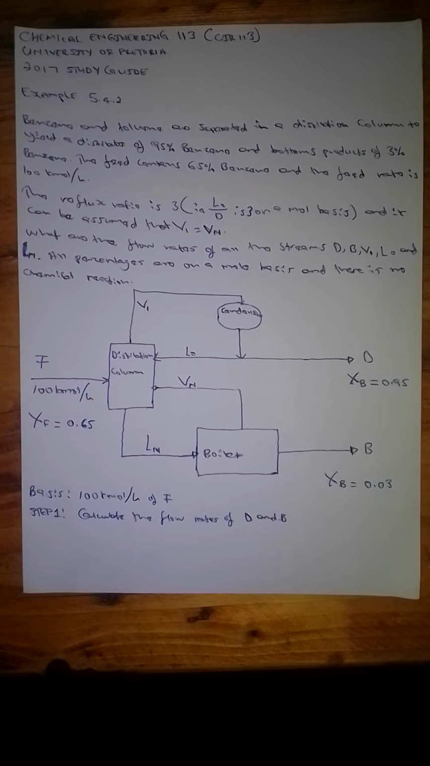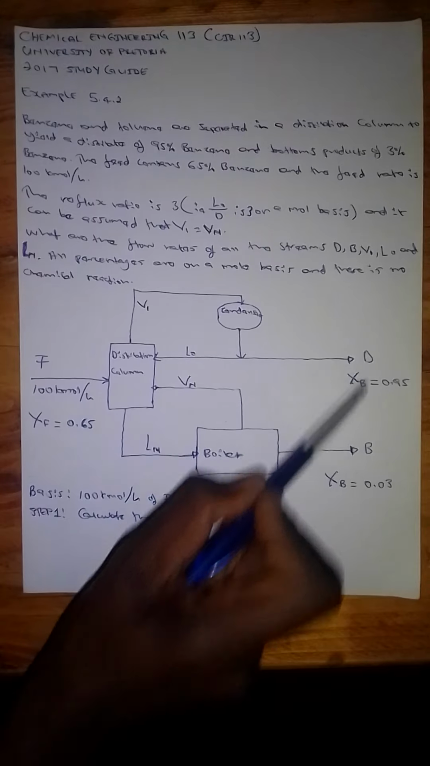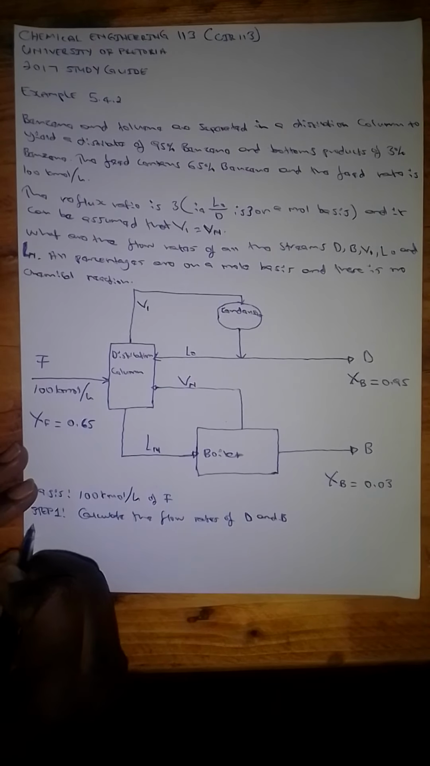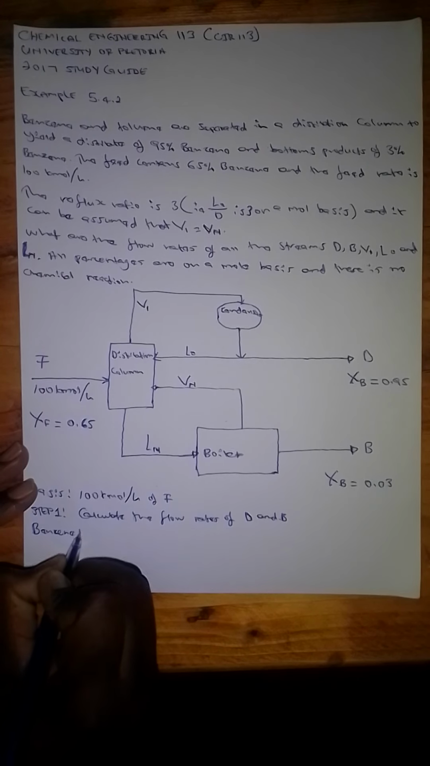And for us to do that, we can do a benzene balance. If you can check here, we have the whole feed here is 100 kmol per hour, and we are told that the mole fraction of benzene is 65%, 0.65, and we also have the mole fraction of benzene in both D and B. So the easiest way is to do a benzene balance.